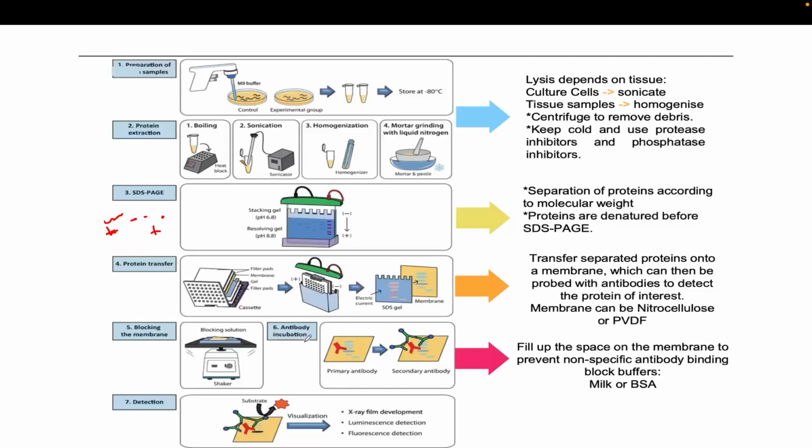After blocking, we add the primary antibody, which is specific to our antigen. After adding the primary antibody, we do washing so that the extra antibody washes away, and then add the secondary antibody, which is labeled with horseradish peroxidase. Horseradish peroxidase is a kind of enzyme. This labeled secondary antibody will bind.